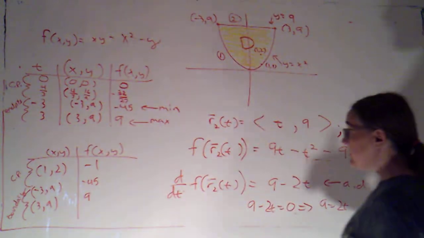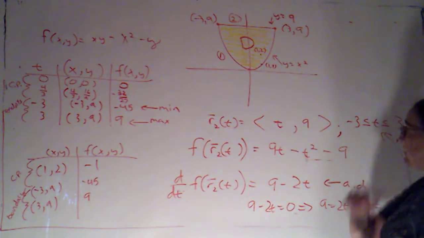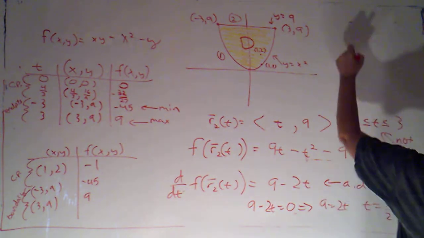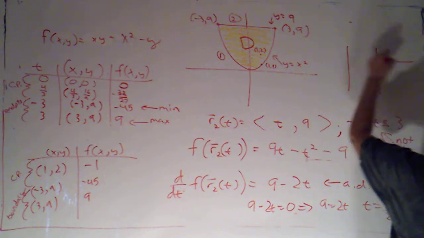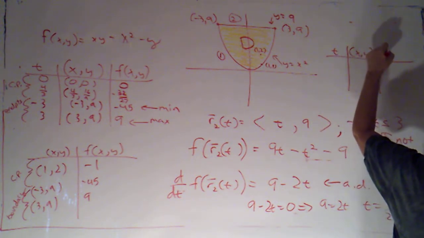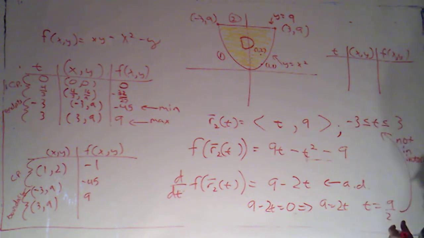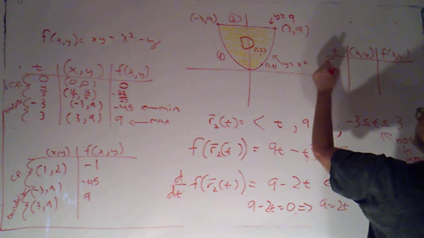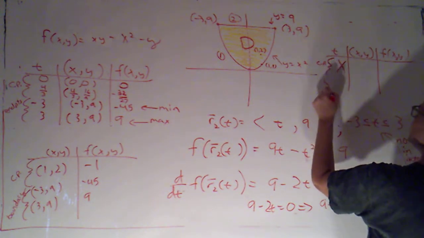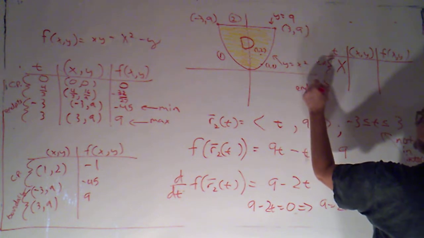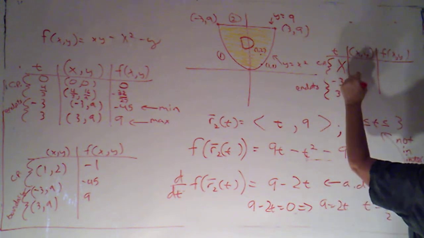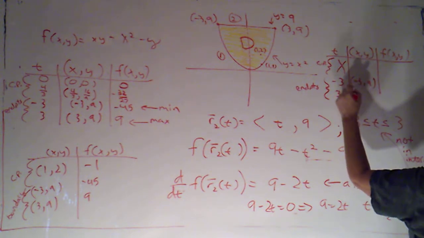Now, I'm still going to create a table of values for just R2 of t. Let me do that over here. Again, I'm going to have a t, an x, and a y, and an f of x, y. There are no critical points. So I'll just indicate there weren't any in the interval, but I do need to check my endpoints. So negative 3 and 3. That's going to correspond to the points negative 3, 9 and positive 3, 9.